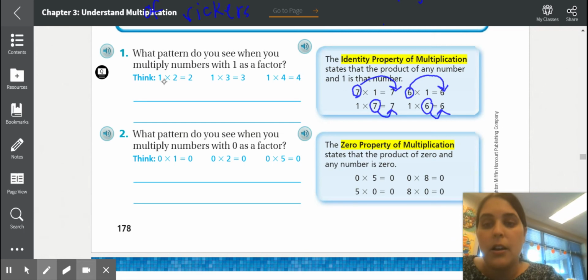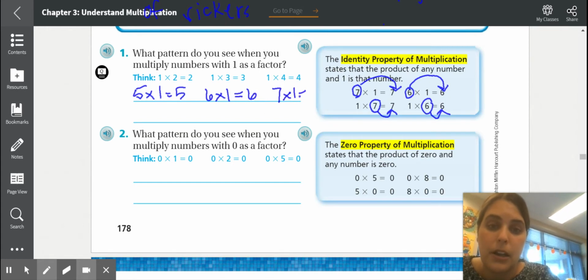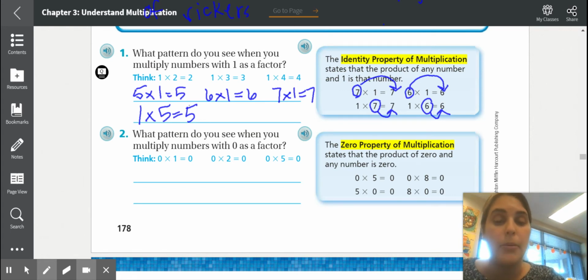So let's keep going. 1 times 2 is 2. 1 times 3 is 3. 1 times 4 equals 4. 5 times 1 equals 5. 6 times 1 equals 6. 7 times 1 equals 7. You could pick any number in the world, multiply it by 1, and it would always equal that number. And it doesn't matter if the 5 comes first or the 1, because we know that multiplication is commutative. So that's rule 1, the identity property. Any number multiplied by 1 equals that number.